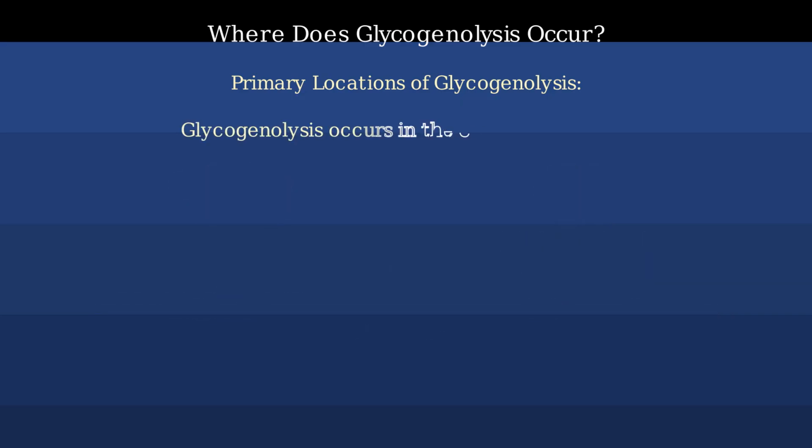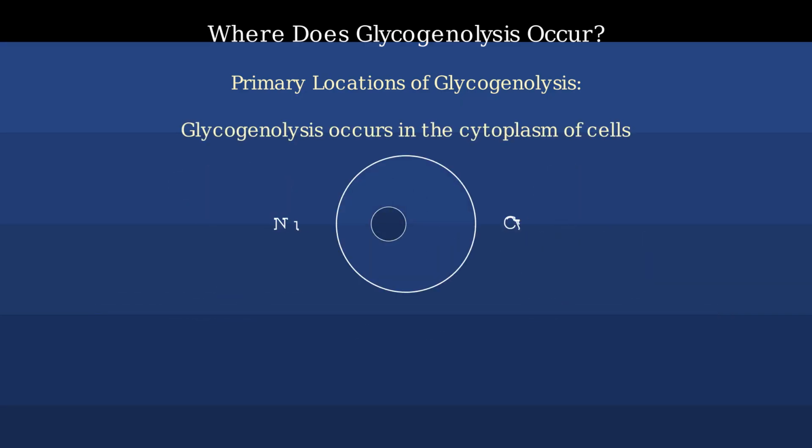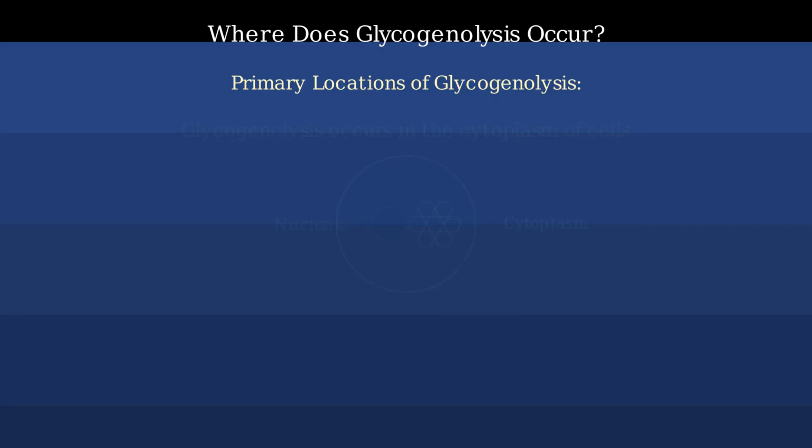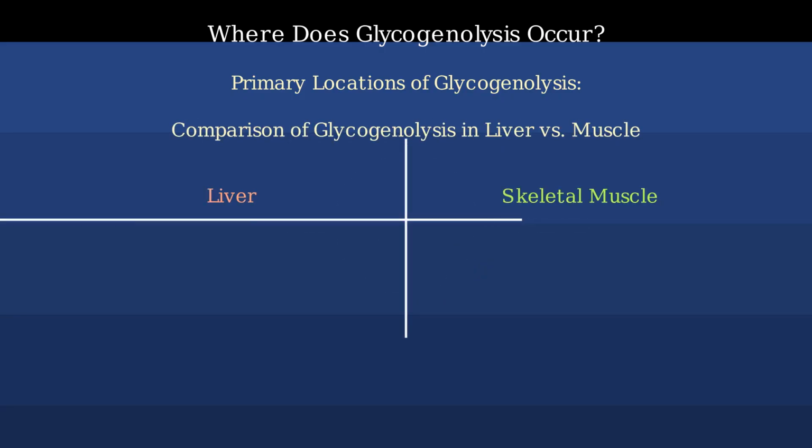At the cellular level, glycogenolysis takes place in the cytoplasm of cells, not within any specific organelle. The enzymes responsible for breaking down glycogen operate in the cytosolic compartment, where glycogen is stored as granules. Let's compare the key differences between glycogenolysis in the liver and skeletal muscles.